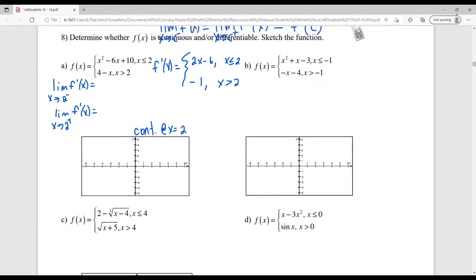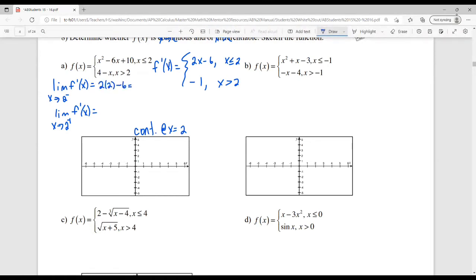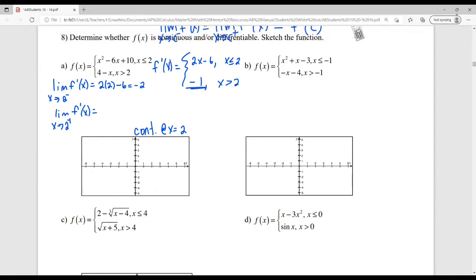If we look at this, the left side is going to be the top still, 2 times 2 minus 6. 2 times 2 minus 6 is equal to -2. The right side is going to be -1 all the time. So -1. And those two are not equal. And since those two are not equal, we know our function is continuous at x equals 2, but it is not differentiable. It is continuous at x equals 2, but it is not differentiable at x equals 2.